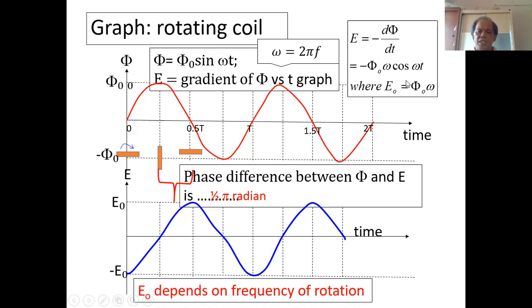Remember the E naught, the maximum amplitude, depends on omega. If you increase the frequency, you increase the amplitude. And the induced EMF is proportional to omega.